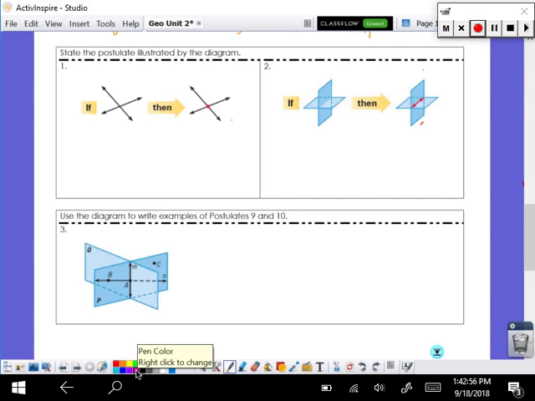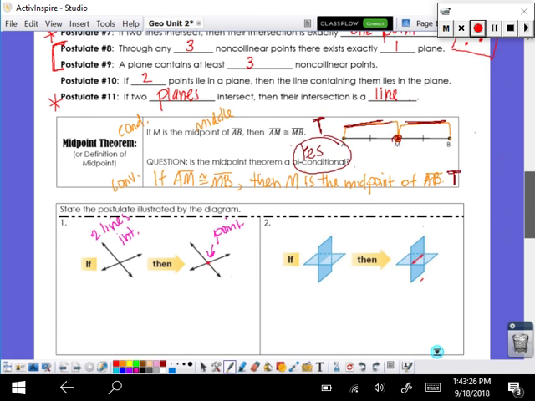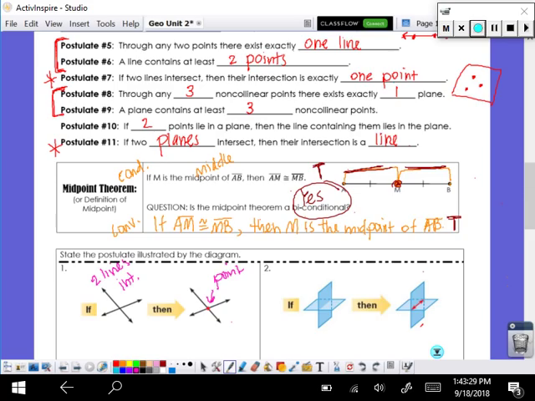So number 1, we want to state the postulate illustrated by the diagram. So you need to be able to identify the different pieces of our diagram. And then we can scroll back up or flip your page, look at your notes, and think about the different postulates that we have. So I know this is 2 lines intersecting. And then I know we're highlighting this point. So we could read this as, if 2 lines intersect, then they form a point. So we want to look at our different postulates, which one says that. If 2 lines intersect, then their intersection is exactly 1 point. That is going to be postulate number 7.